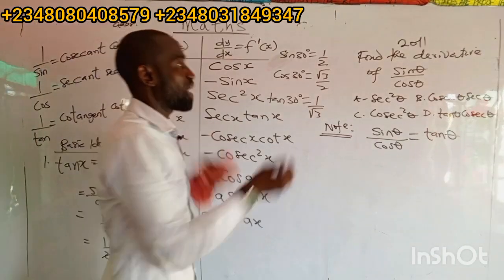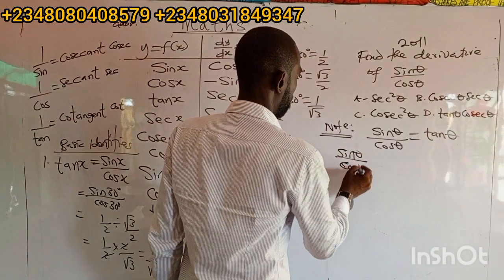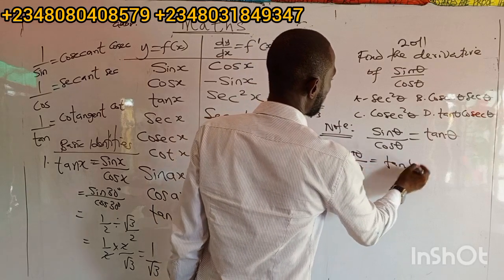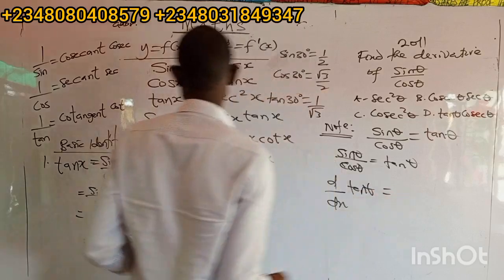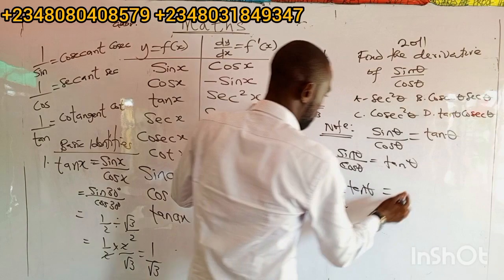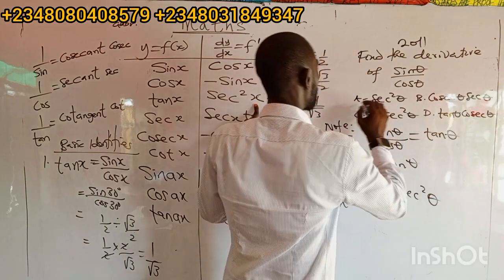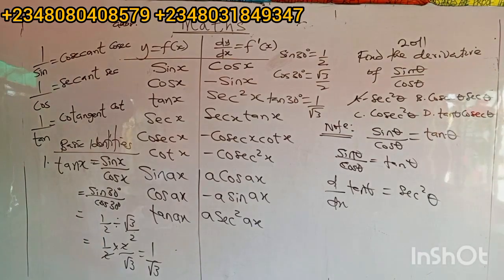So sin theta over cos theta equals tan theta. So let's find the derivative of tan theta, which will give us sec square theta. So the answer is A, without wasting our time. So let's go, let's solve more questions.